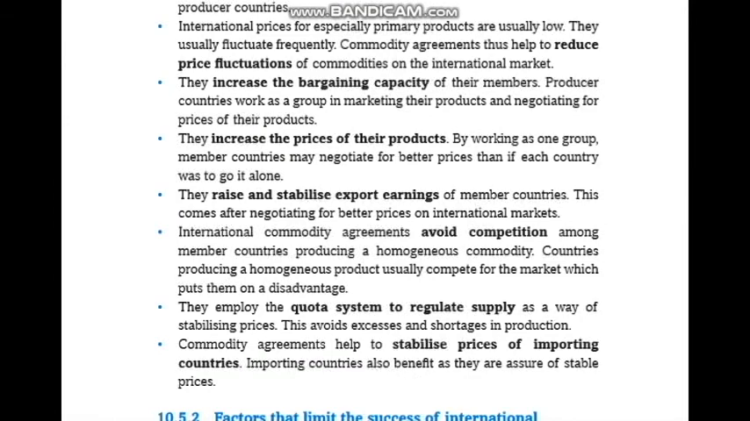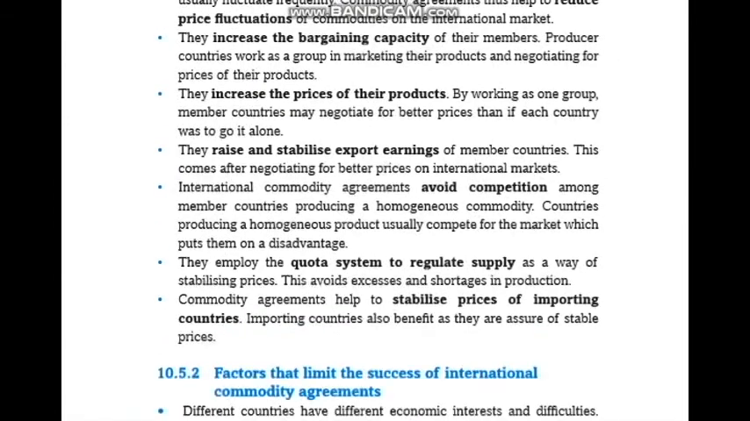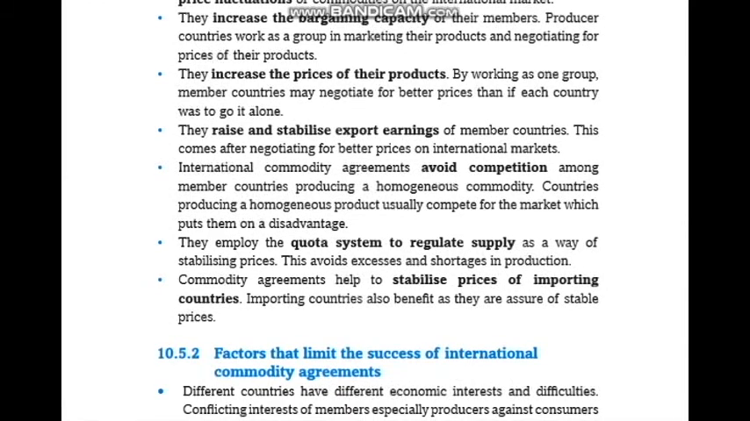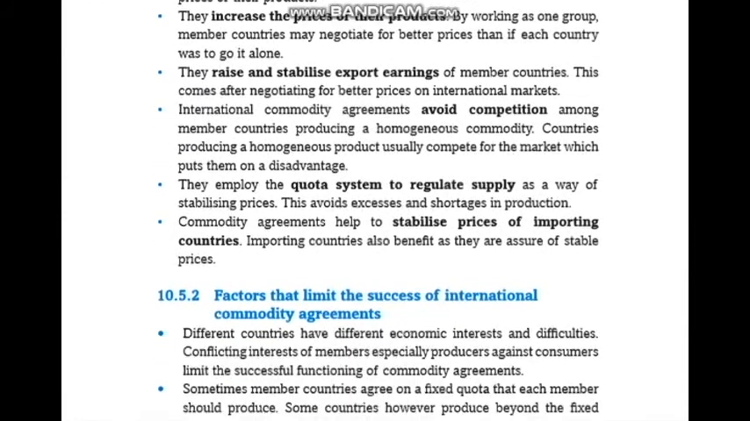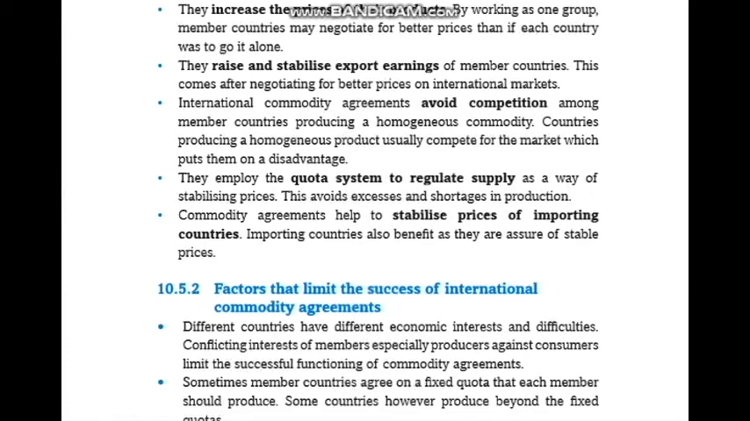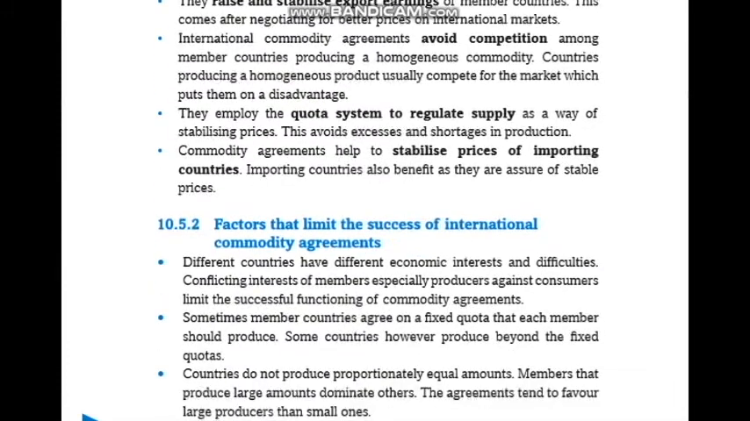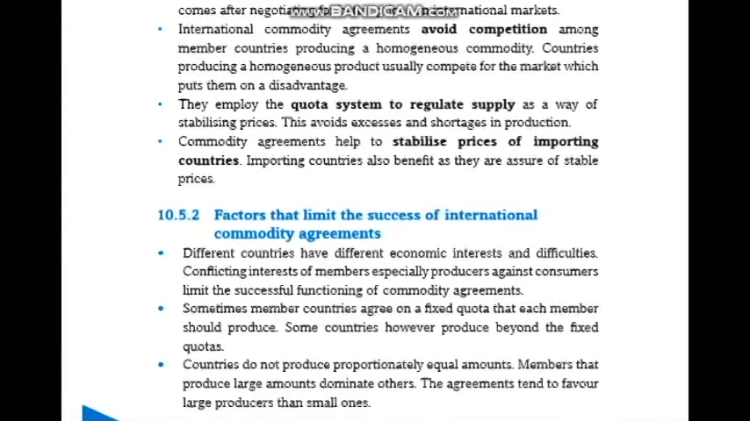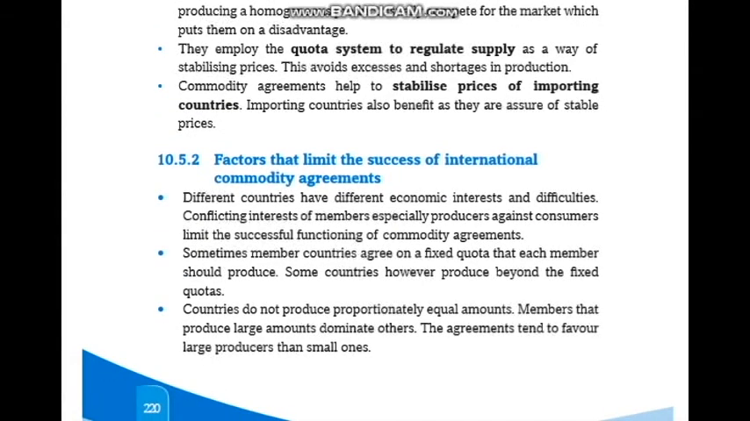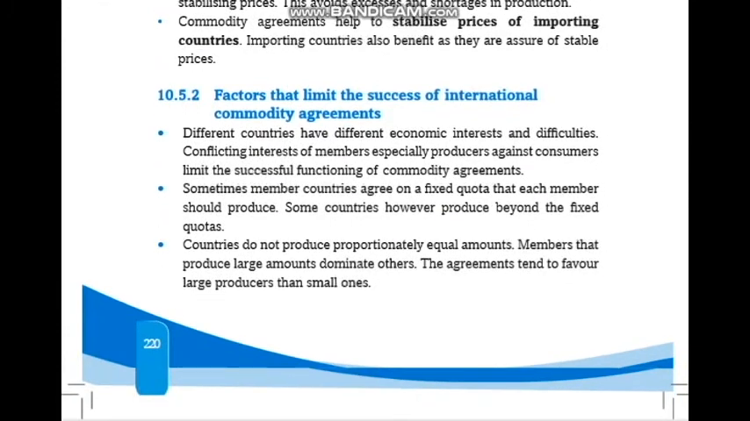They increase the bargaining capacity of the members. They increase the prices of their products. They raise and stabilize export earnings of member countries. International commodity agreements avoid competition. They employ the quota system to regulate supply. Commodity agreements help to stabilize prices for importing countries.